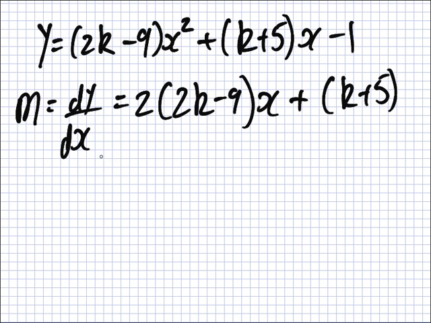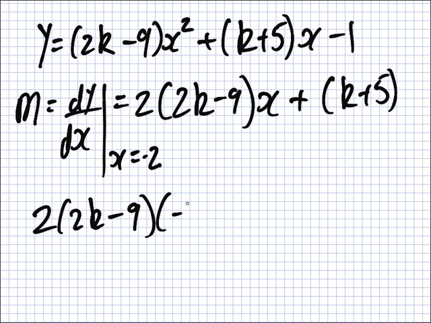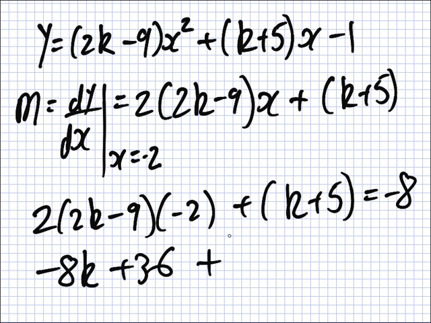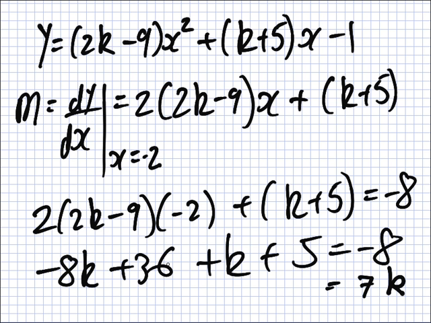Okay, so 5. Now, they tell you that when x equals minus 2, you're supposed to get an answer of minus 8. So that means 2 times 2k minus 9 times minus 2 plus k plus 5 is supposed to equal minus 8. So that's 4k minus 18. Whoops, I forgot that 2 there. So 2 by 2 by 2 is 8, isn't it? Minus 8k, 2 by 2 by 9 is 36, plus 36, plus k plus 5 equals minus 8. So that's 7k on the right. 36 plus 5 is 41, plus 8, 49. Oh, that's better because it means K is 7.